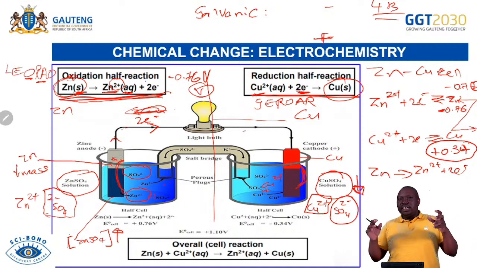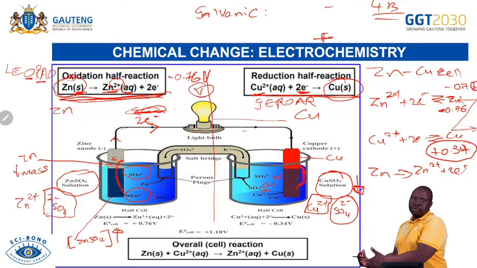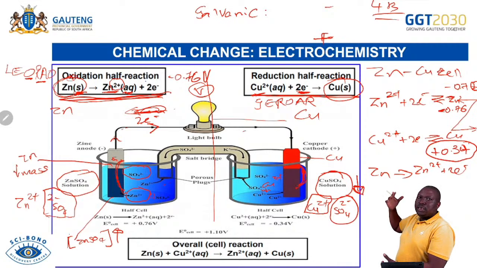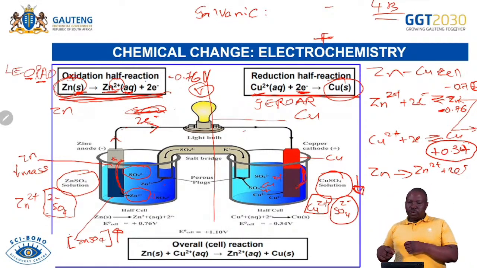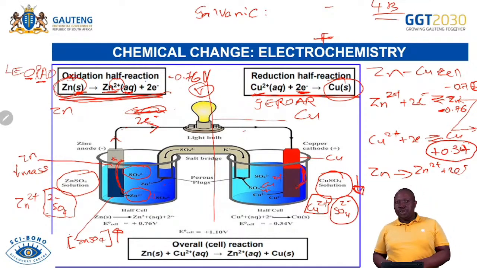So you have to understand, the one that loses electrons, the solution will increase. It will decrease in mass. The one that gains electrons will increase in mass and the solution will decrease.